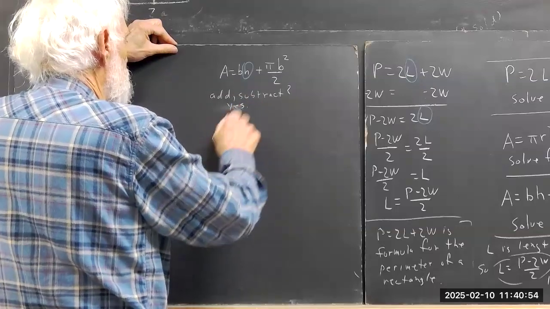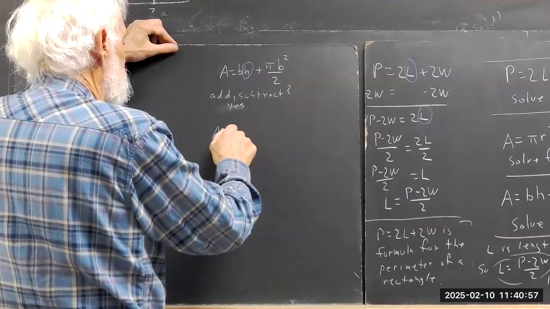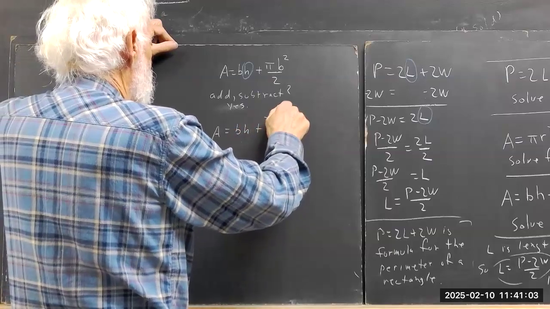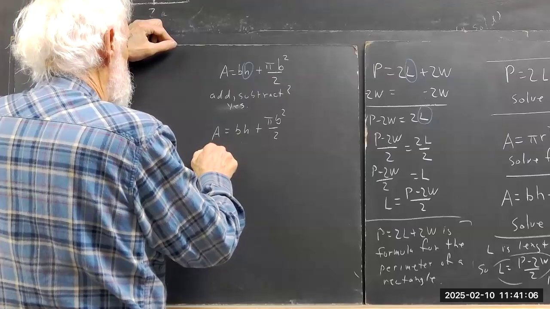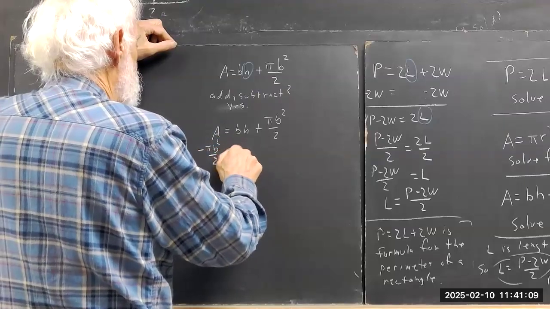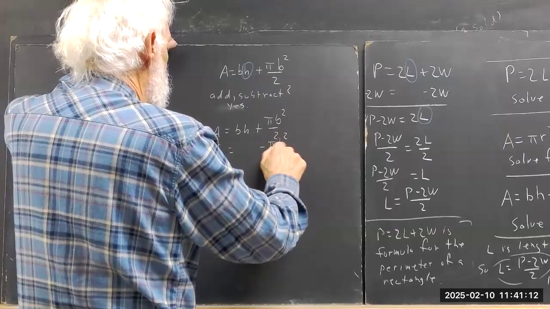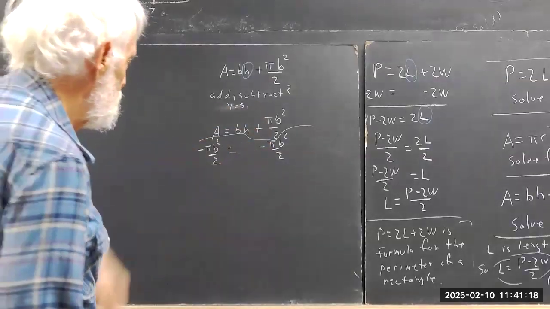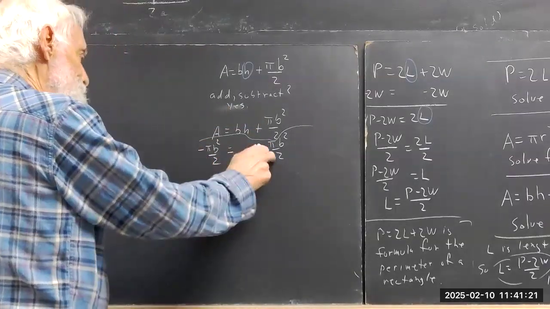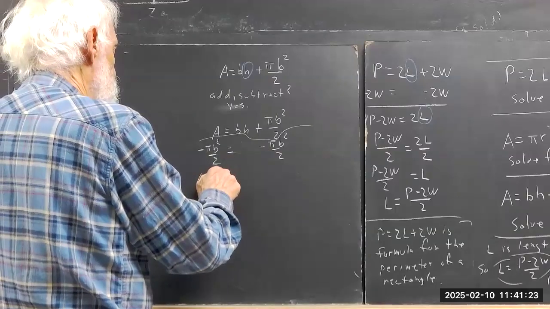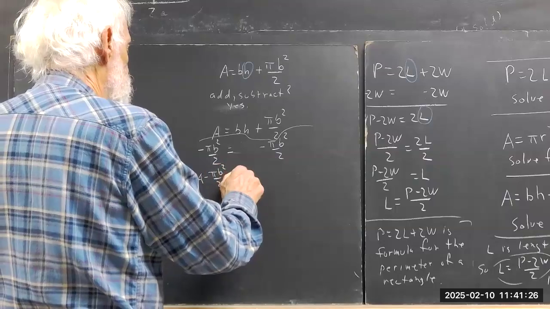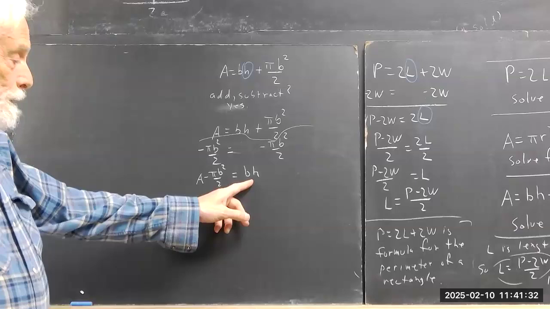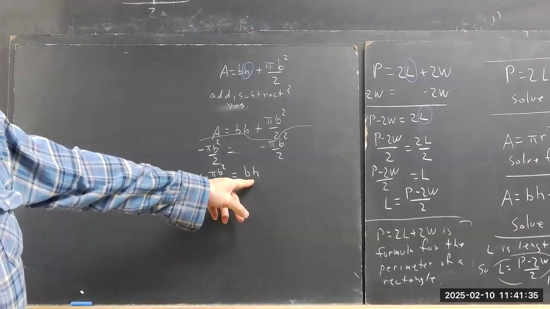Yes. What do we subtract? We subtract pi b squared over 2. So we subtract it from both sides of the equation, and we get a minus pi b squared over 2 equals bh. And now it's pretty easy to solve for h. We just do this in 2 steps and we got it.